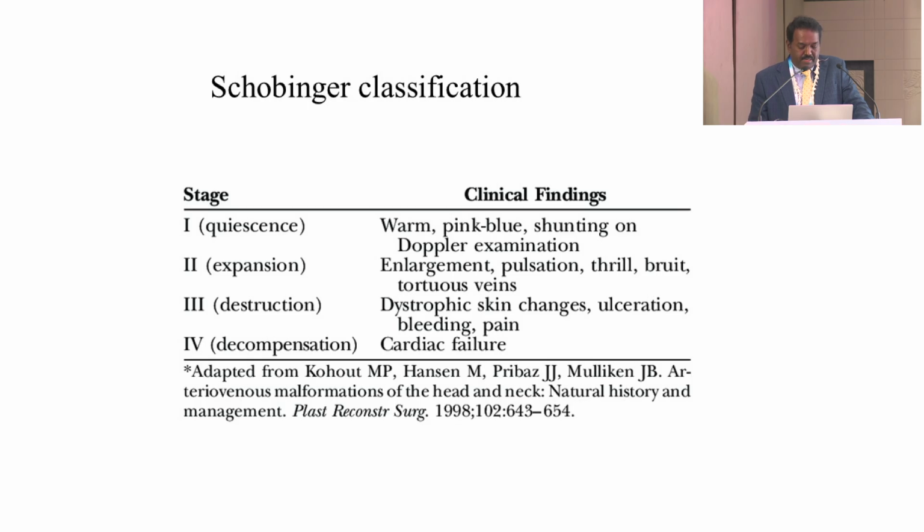So I'm coming to the end of it. There are two other classifications on high flow vascular malformation. One is the Schobinger classification. This is a clinical classification. This is not a radiological classification. Another one is the Aix classification. This is a radiological classification. And there's also a Yakes classification.